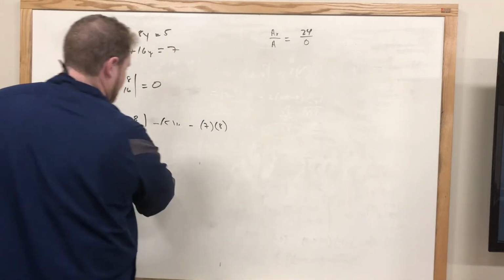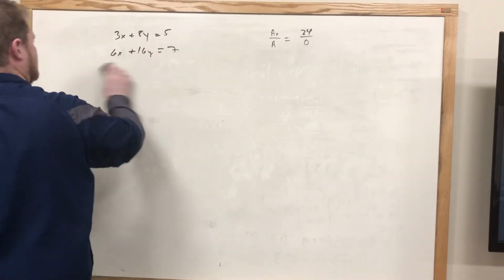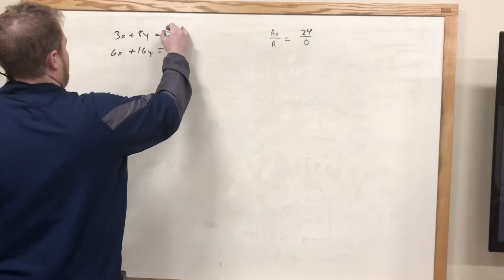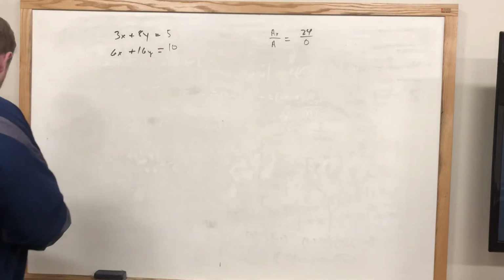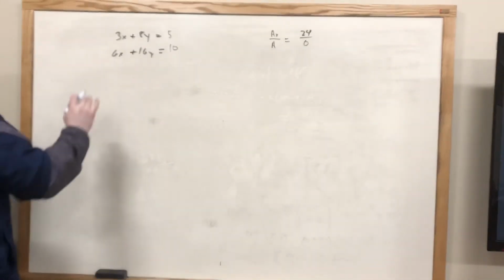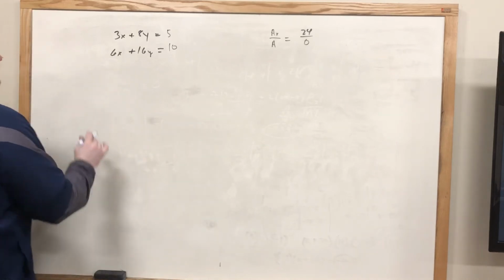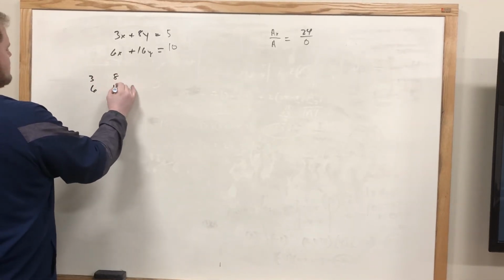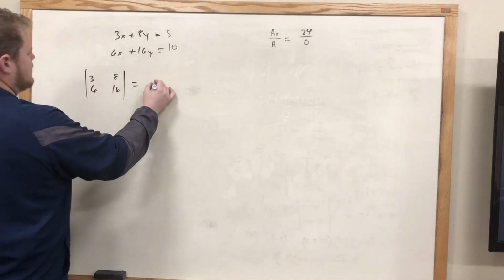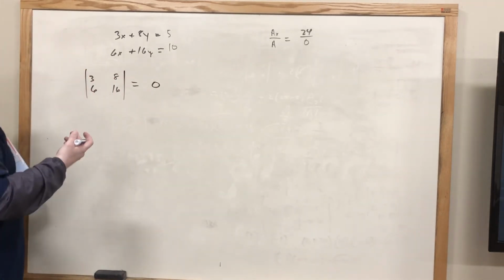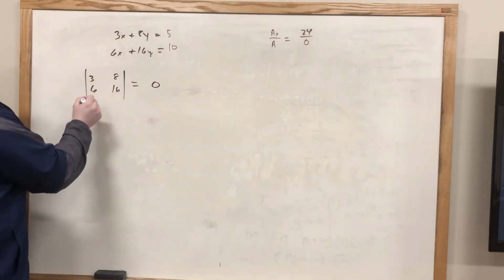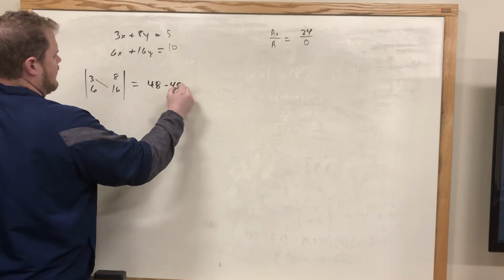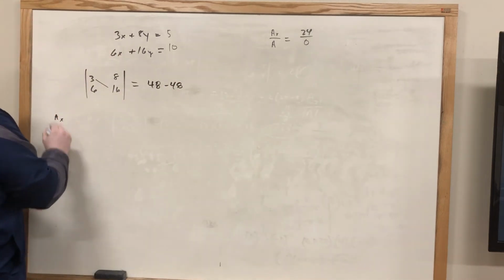Now, watch carefully. What happens if I take the same equation and it's 5 and 10? Now what happens? Well, now it gets a little bit more iffy. Why? 3, 8, 6, 16. Well, we know that's 0. How do I know that? 48 minus 48.